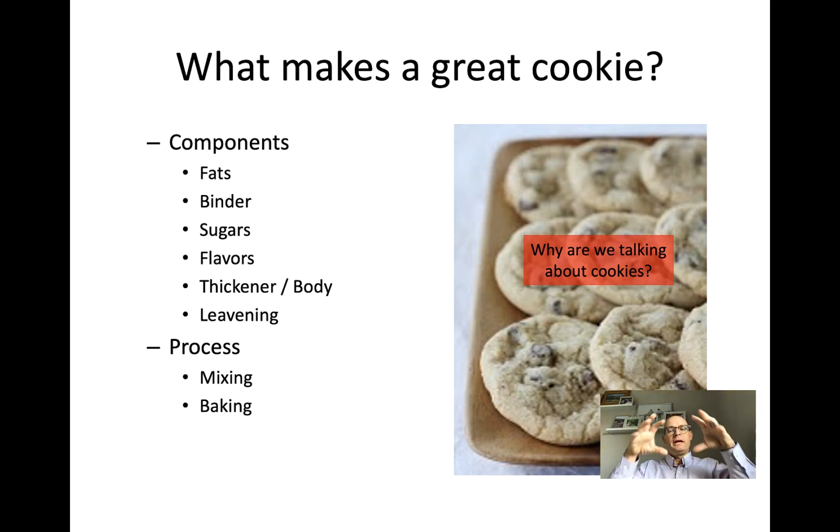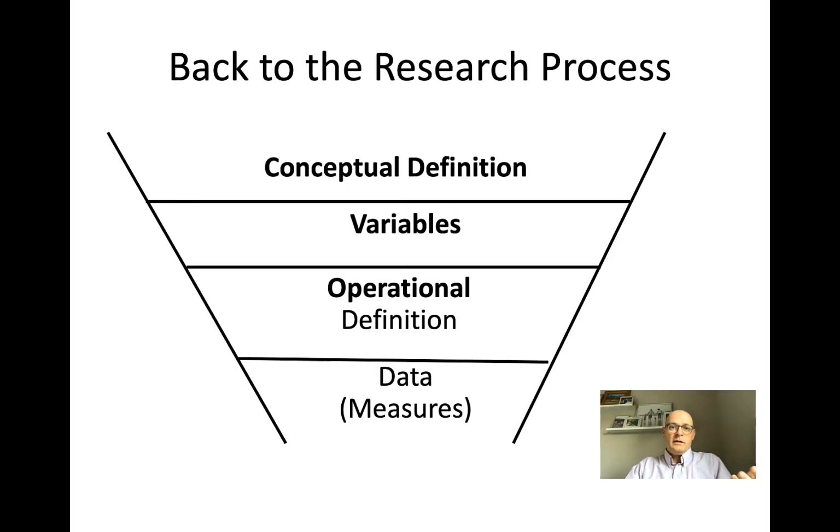So in the same way that we have a construct or a component part like chewy, we have to measure it a certain way. We have fats, we can have it done a certain way or the other. All these choices that we make in research are just like making cookies.